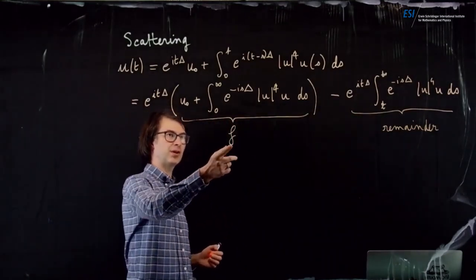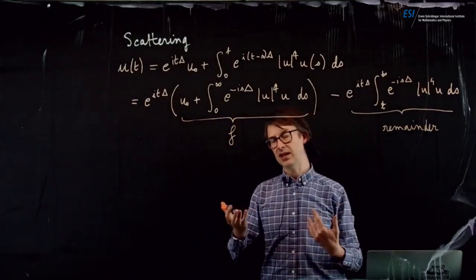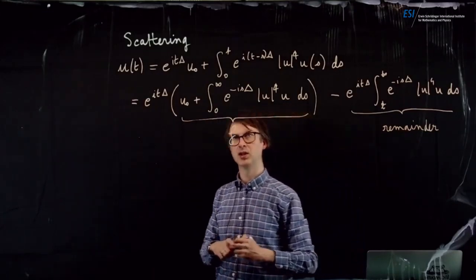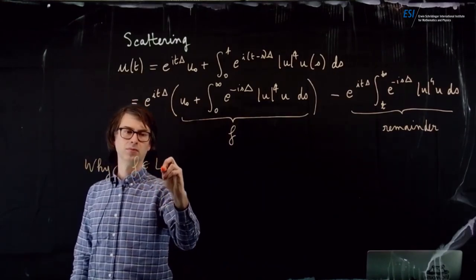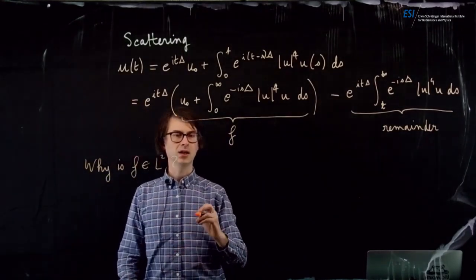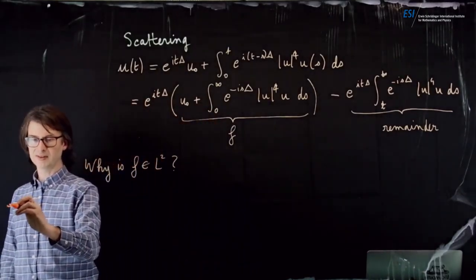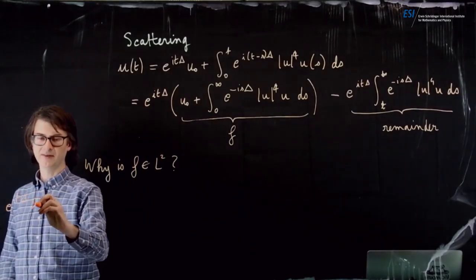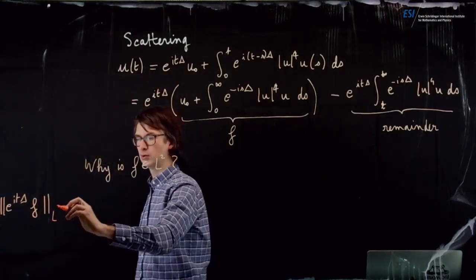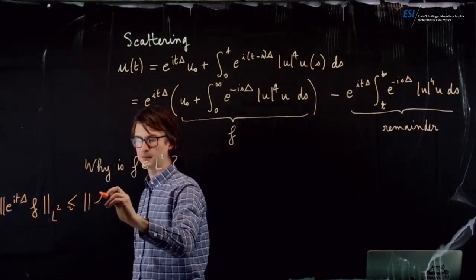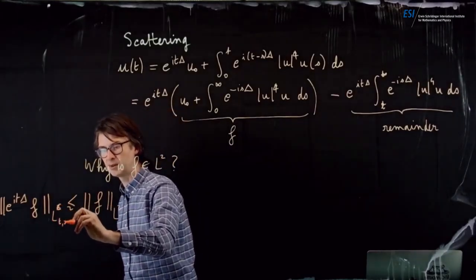So we want to show that F is in L2, and using the same idea, you can show that the remainder goes to zero. So why is F in L2? Well, maybe I should write here. We know that there is this estimate: the L2 norm of e^{itΔ}f is less than the norm of f in L2. Here it's L6 spacetime, less than f in L2.